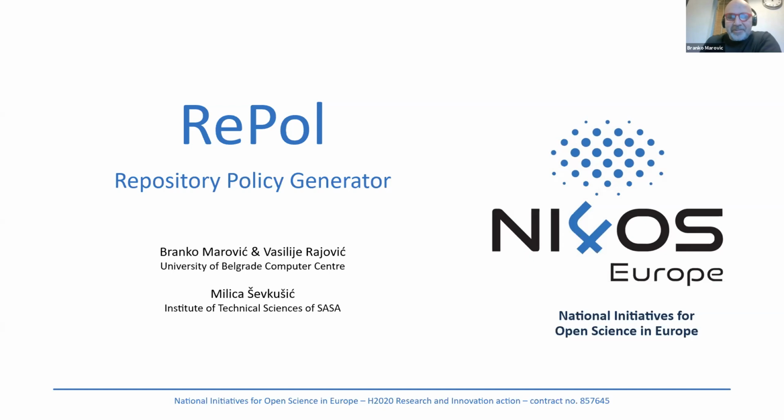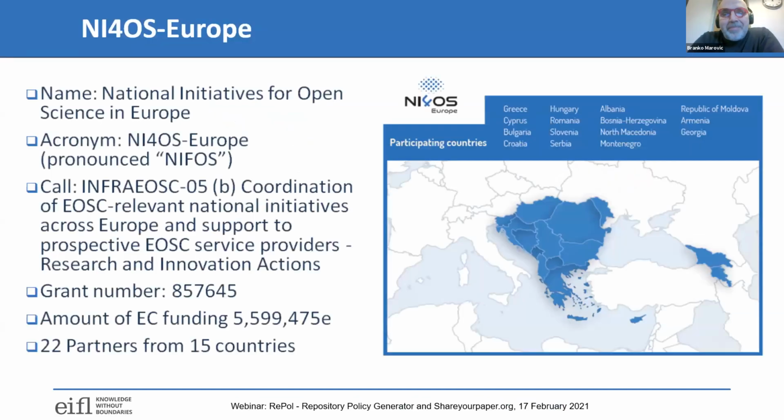Thank you. I will start first to give a mild overview. So the thing that we are going to present has been developed within the NIFOS project, which is one of InfraEOSC 5B projects. This is a regional project covering Balkans and Caucasus region, and it's one of 5 similar projects that are either geographically clustered or thematically focused.